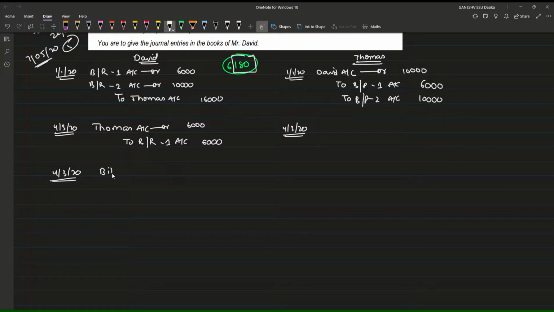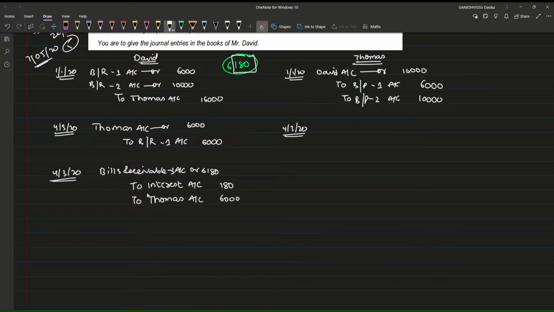Bills receivable 3 account debtor. Directly we are going to pass bills receivable 3 account debtor 6,180, to interest account 180, because interest is receivable from him, to Thomas account 6,000. We are going to draw the bill on him, so we are going to credit with the amount of 6,000. So this is the third bill, renewal of a bill. The first bill is the third bill here.